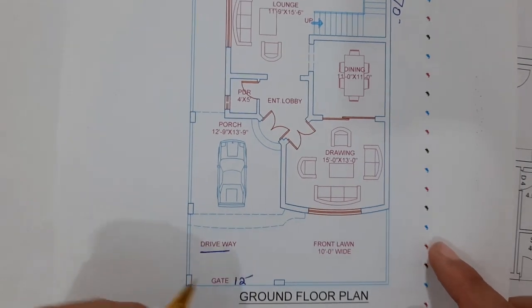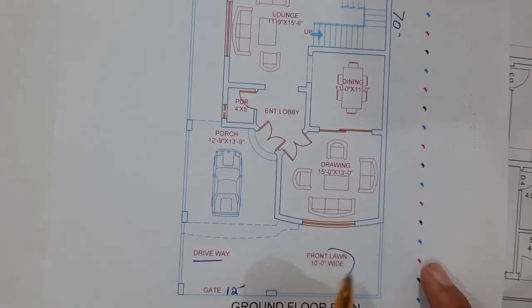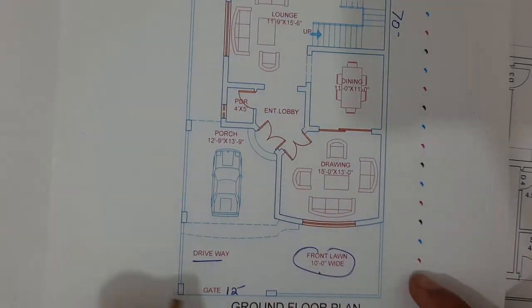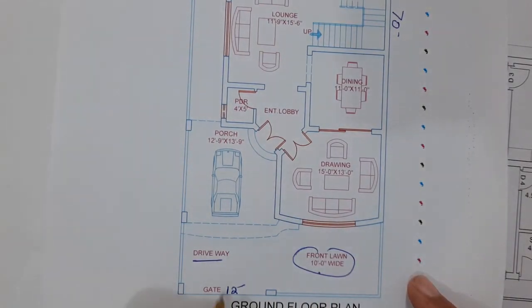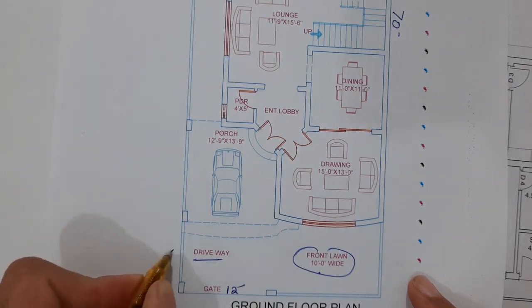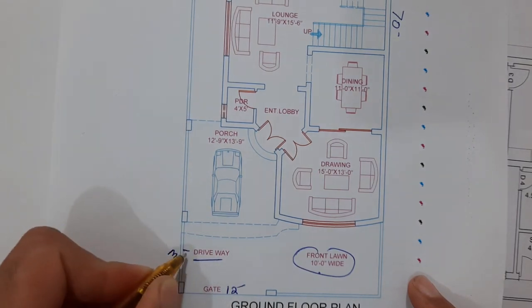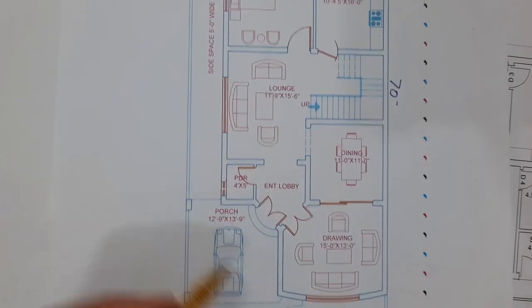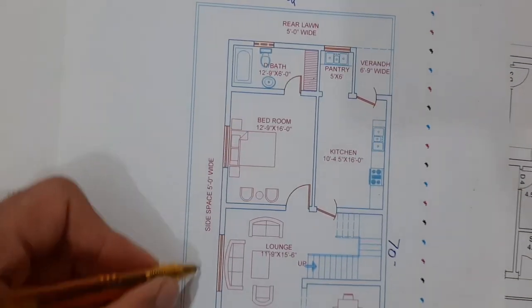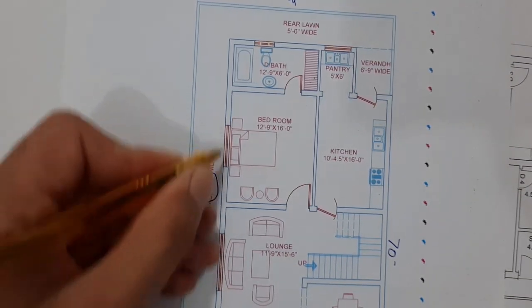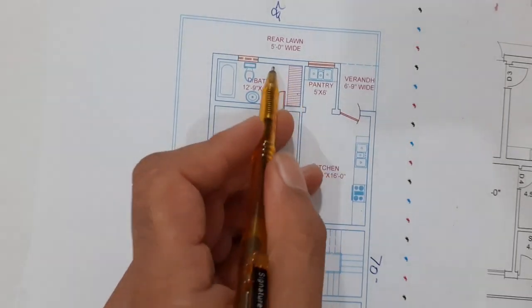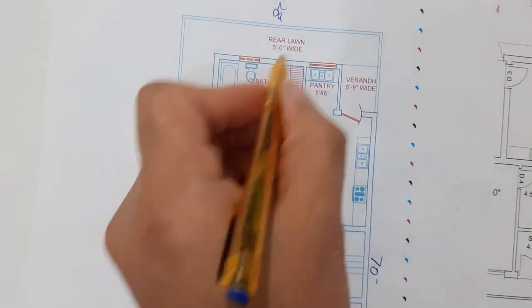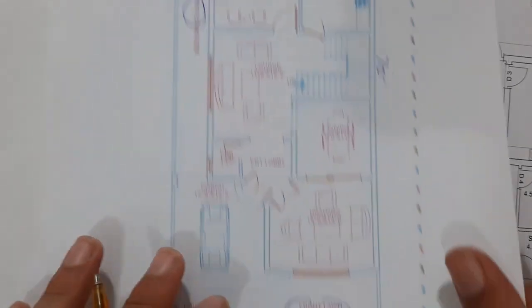This is the driveway, and this is the front lawn, which is 10 feet. So this is the main entry. Okay, this is the main gate. This is also the other main gate. Okay, this one is 10 feet. So guys, here we have an open passage, which is 5 feet to this side for ventilation, and the back side is also 5 feet, right?